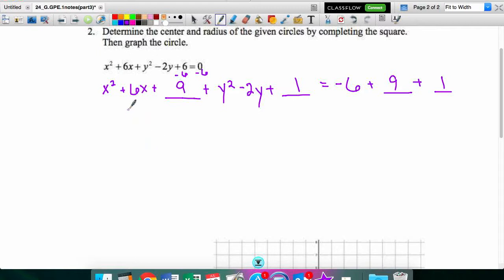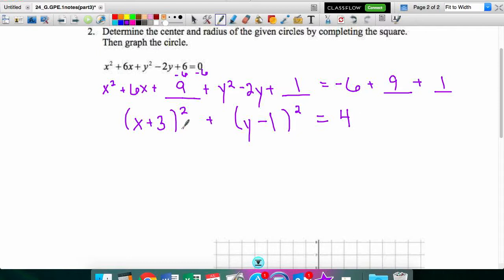Once we've completed the square, we're going to factor each of these trinomials. Our x's become x plus half of the b. Half of 6 is a positive 3. Our y terms will also get cut in half. The b term is negative 2, so it will become negative 1. And our constants will simplify. So negative 6 plus 9 is positive 3. Positive 3 and 1 will give us positive 4.